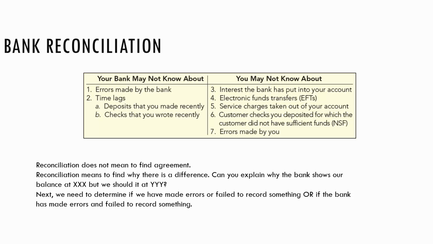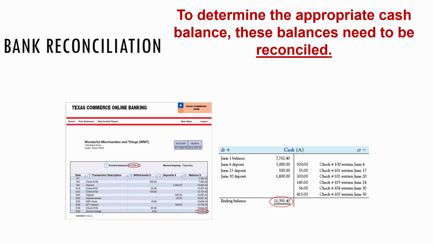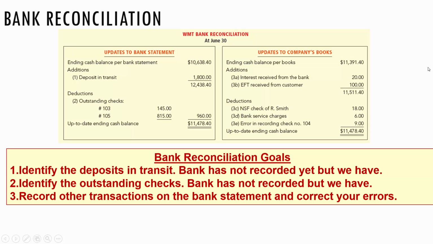There's a lag between us depositing it at the bank and the banking system may not process it because it's, say, after 2 o'clock in the afternoon. All these things are differences, and what we have to do is reconcile the bank account balance, which was this $10,638.40, and our cash account balance. They need to be reconciled. We need to figure out where the differences are.